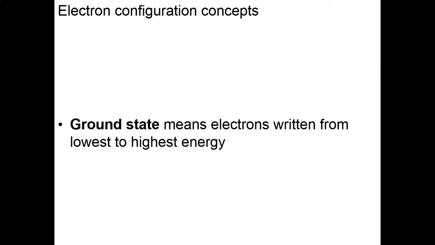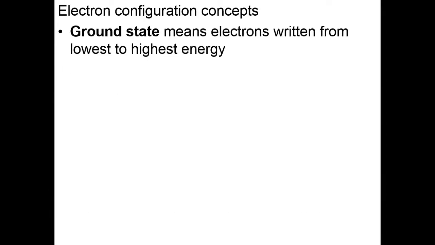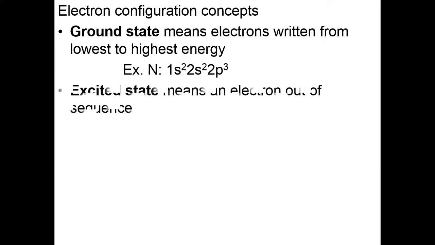Electron configuration concepts you need to be aware of. Ground state means electrons are written from lowest to highest energy. So what we've been doing is called the ground state. That's all that is. So that's the ground state configuration.